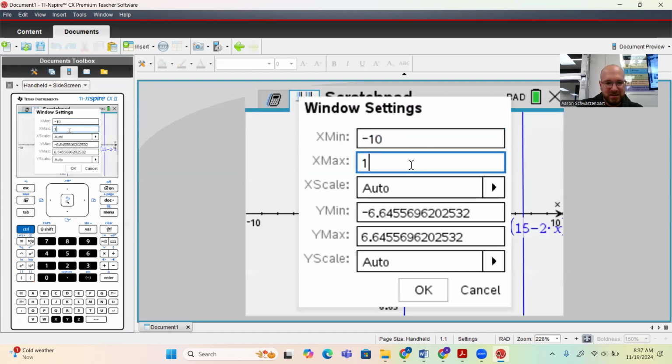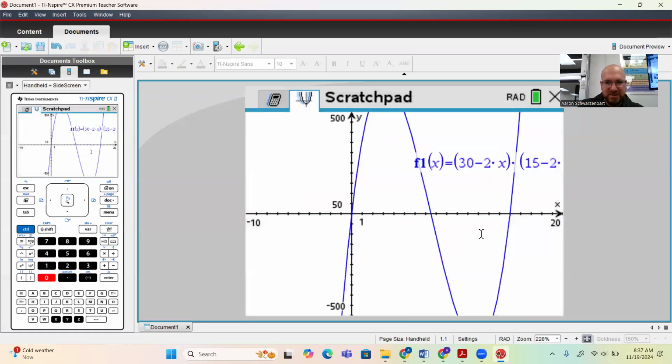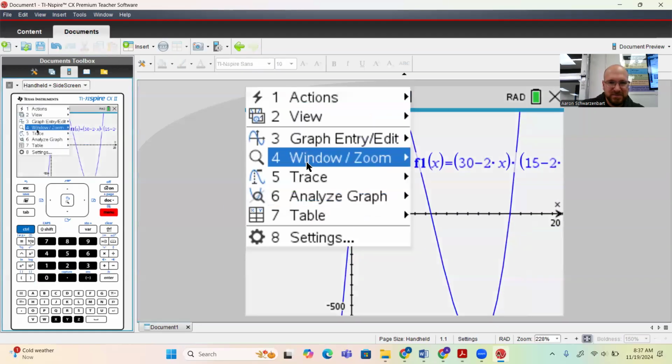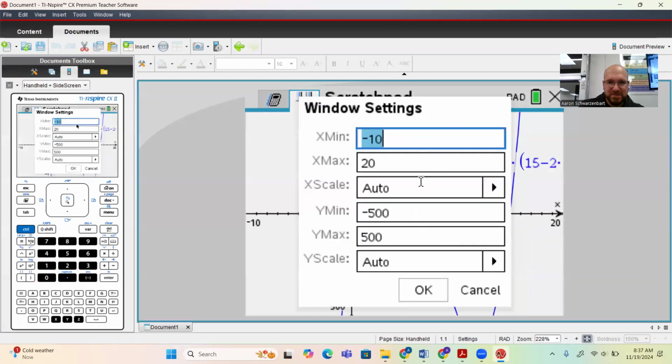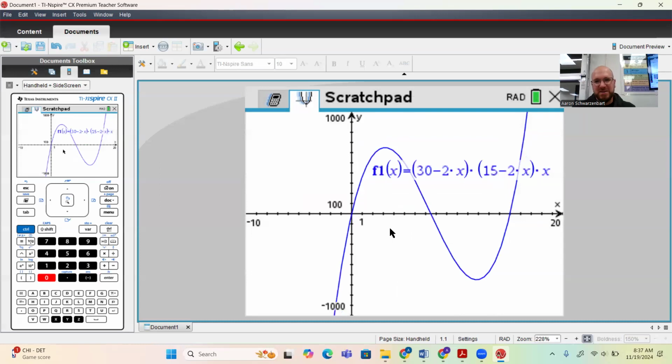So negative 10. I think I need to go up to about 20. I'm guessing at 500. That wasn't big enough. Looks like they're close. Usually I go double, but I don't think I needed to there. So that's a cubic.